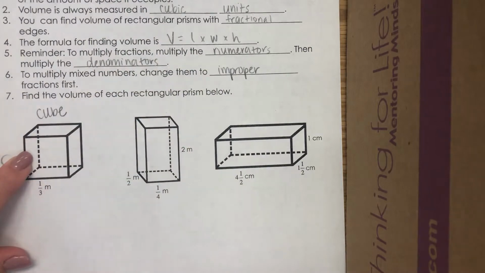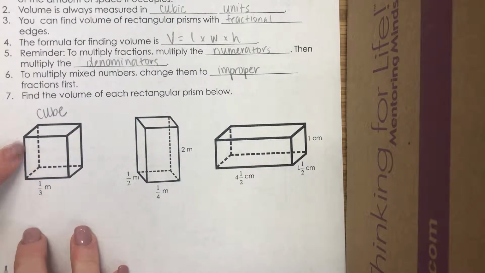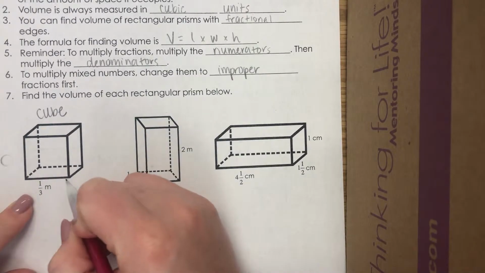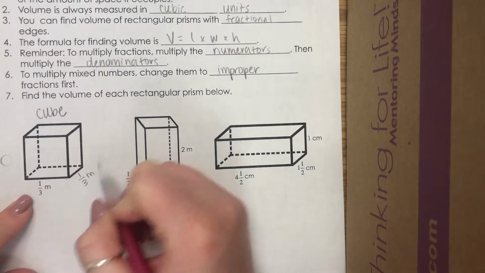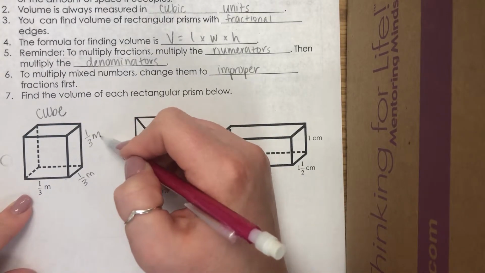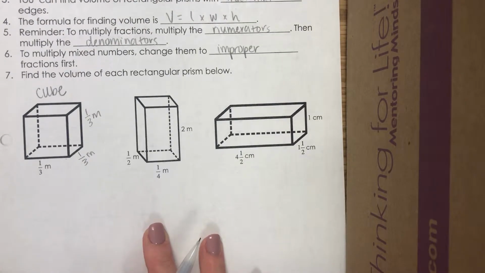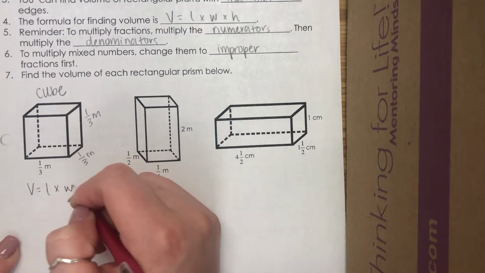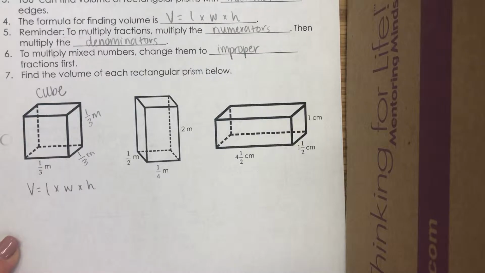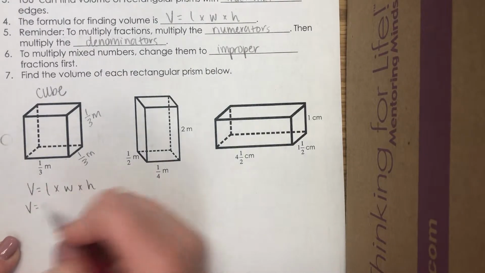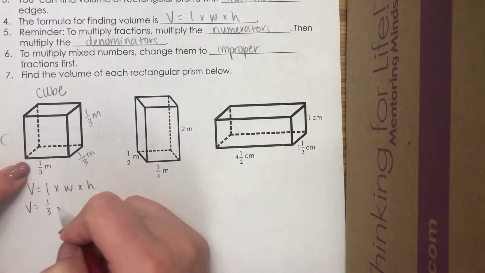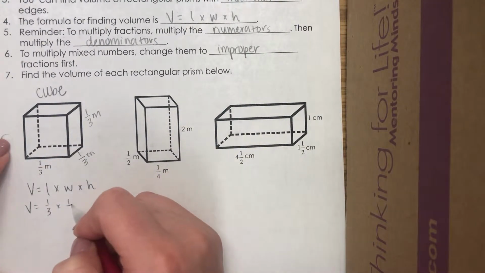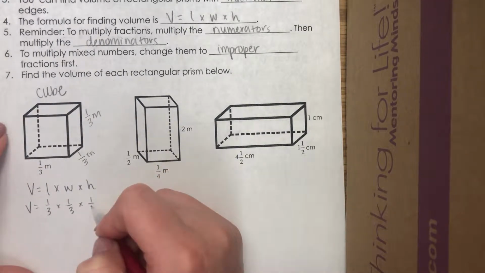Okay, so cubes are made up of square faces, so all the faces or the sides are squares, so that means that all the edges should be the same. So if the length is 1/3, the width should be 1/3 meters, and the height should be 1/3 meters. So if we're going to find the volume, we always want to write down our formula so we don't miss anything. So we should write volume equals length times width times height. And then we just need to plug in. So we don't know the volume, we're trying to find it. And our length is 1/3 times our width, which is 1/3, times our height, which is 1/3.